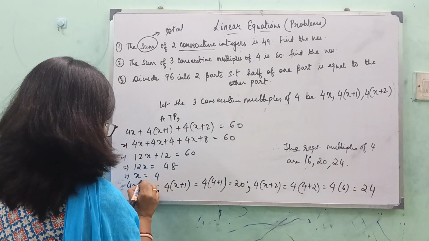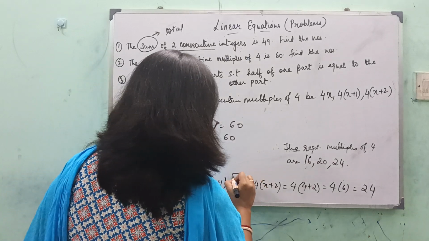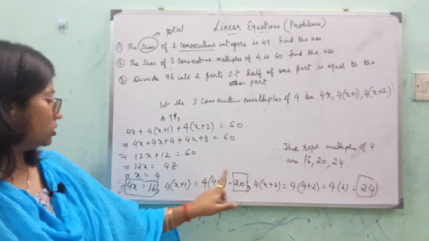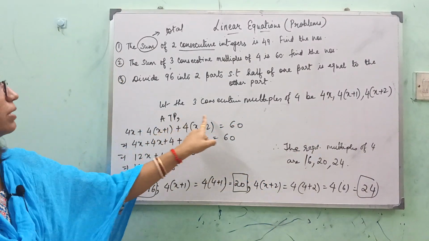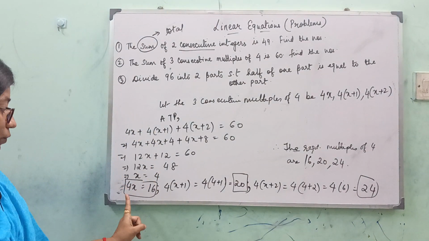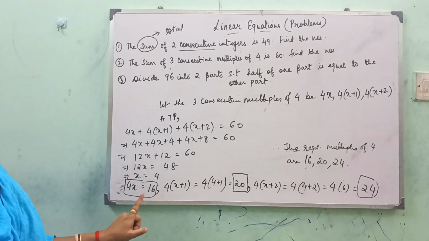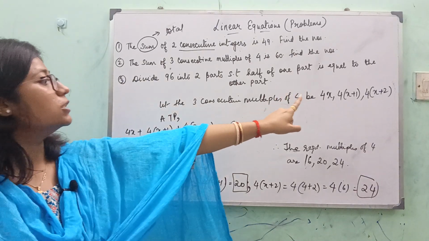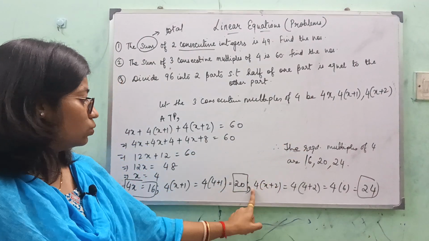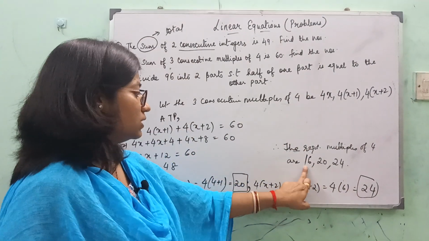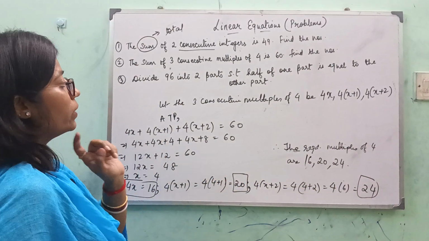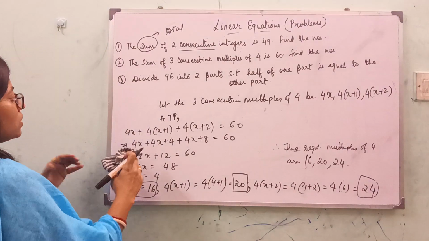So one of the values is this, the other value is this, the other value is this. See, matched. I have taken the multiples as 4x, so your answer is not x. Your answer is 4x because you have taken the multiple as 4x. So 4x is 16. Next one, 4 into x plus 1, is 20. 4 into x plus 2 is 24. So see, 16, 20, 24. So with both the ways, I have shown you how you can get the answer. Alright.